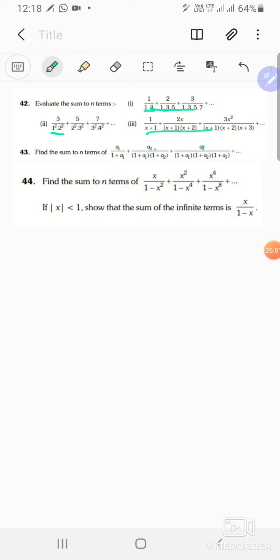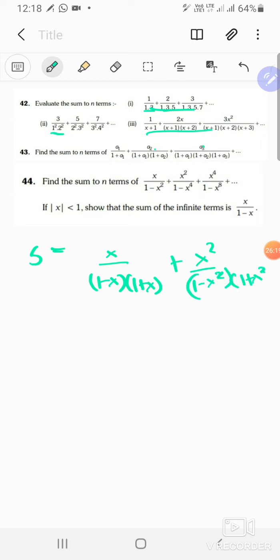That wouldn't work. Okay, fine. So our sum can be written as x upon 1 minus x into 1 plus x plus x squared upon 1 minus x squared into 1 plus x. I know that this won't telescope, but let's see what we get. Maybe we'll get the sum itself in our manipulation, so then we can just find the sum from simple algebra.